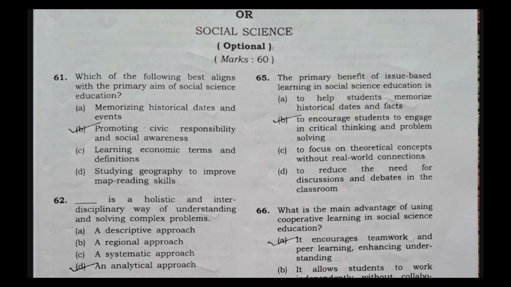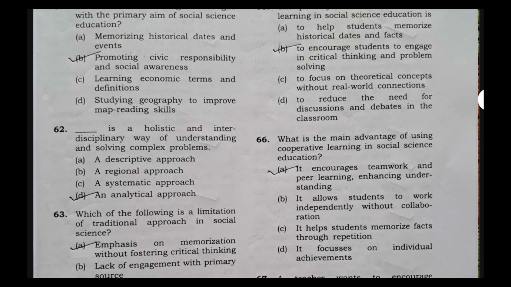Let's continue the paper, social science. There's 61 questions. Which of the following best aligns with the primary aim of social science education? The answer is option B, promoting civic responsibility and social awareness.